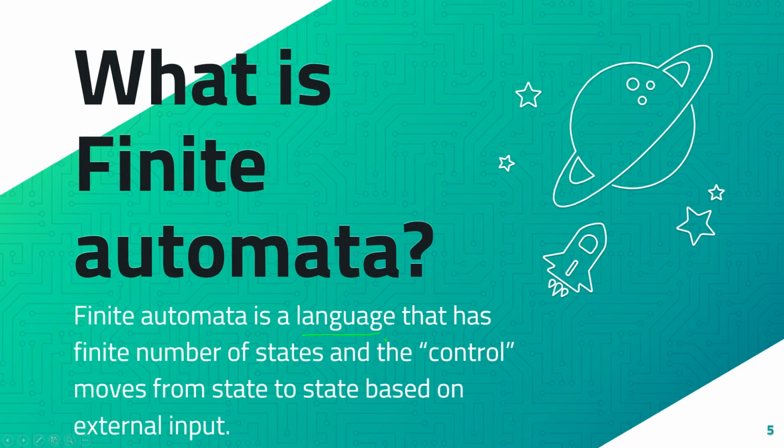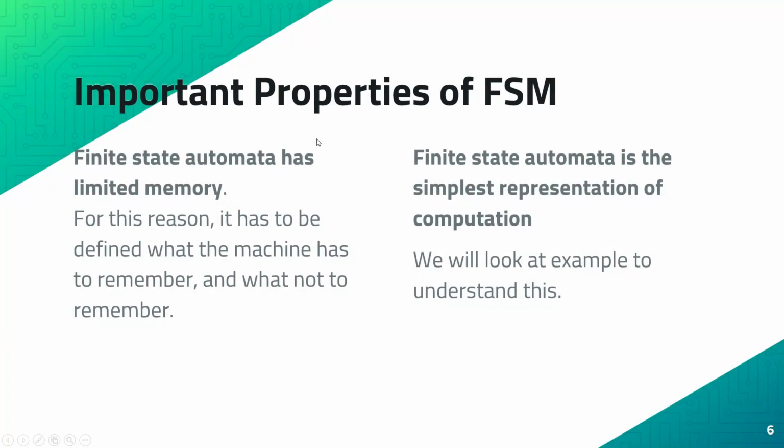Okay. So finite automata is a language that has, first thing, finite number of states, and the control moves from state to state based on the external input. Now what do you mean by control moves from state to state based on the external input? We'll look at an example. So these are some important properties that you need to know about FSM. First property is finite state automata has limited memory. For this reason, it has to be defined what the machine has to remember and what the machine doesn't have to remember. And the second important property is finite state automata is the simplest representation of computation.